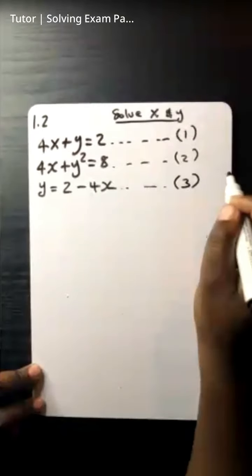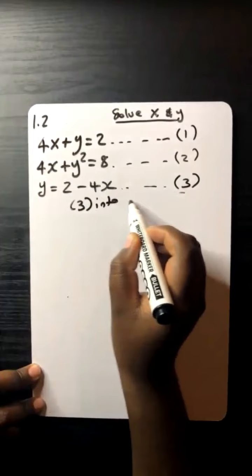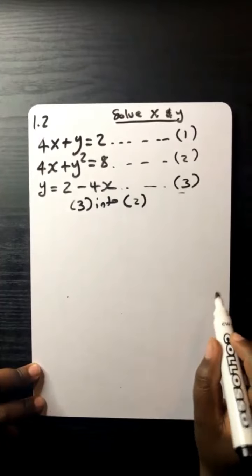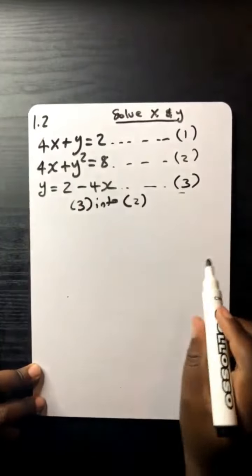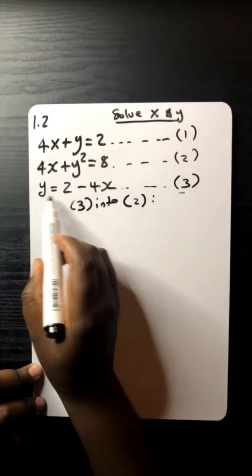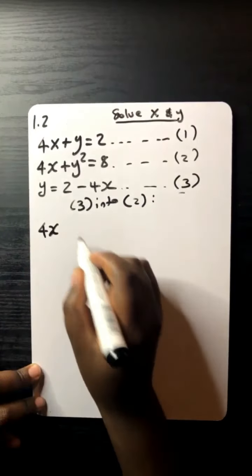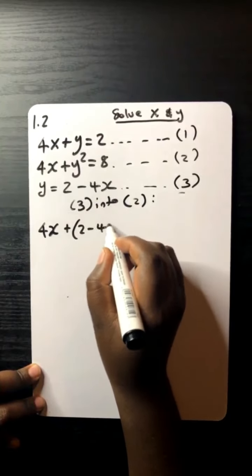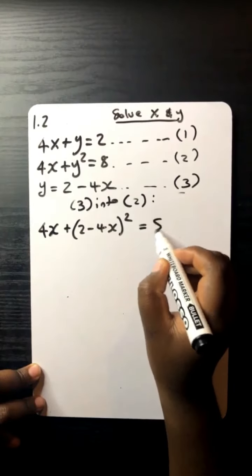So let's see. Obviously, now that we've got equation number 3, it means we're going to substitute equation number 3 into equation number 2, because we made equation 3 from equation number 1. That's why we substitute into equation number 2. We are simply saying where we see y on equation number 2, we substitute the whole of that. So that means we're going to have 4x plus, obviously there it's y squared, then we've got 2 minus 4x, and the whole of that is equated to 8.